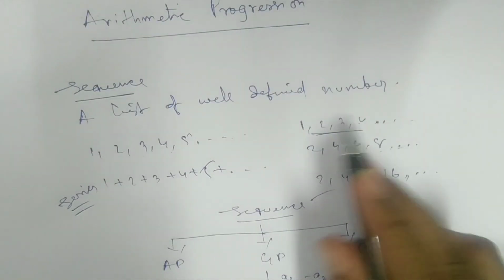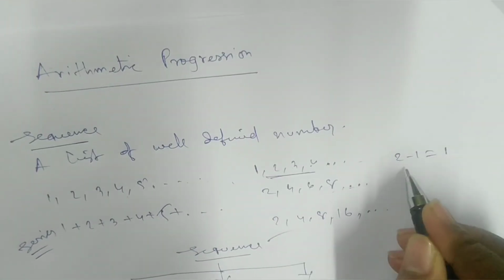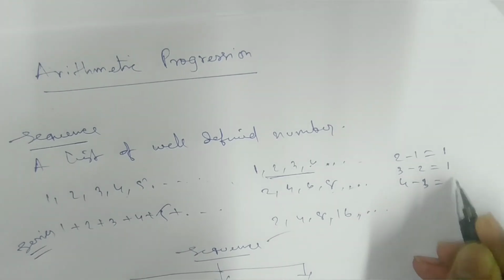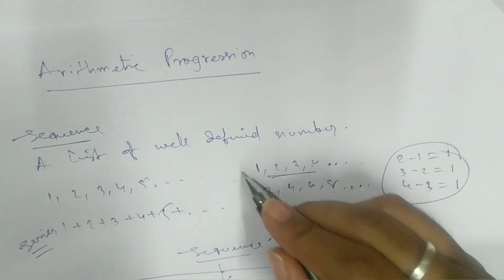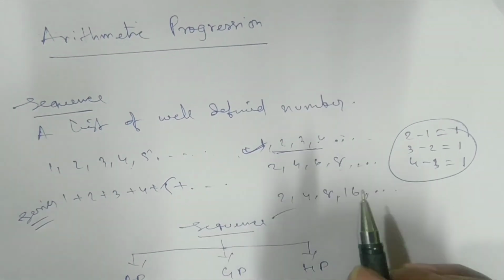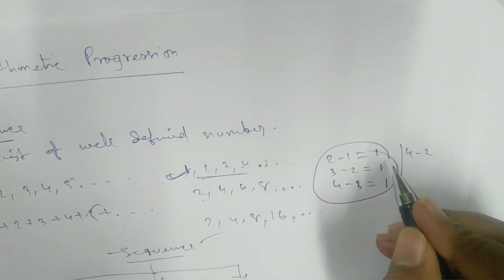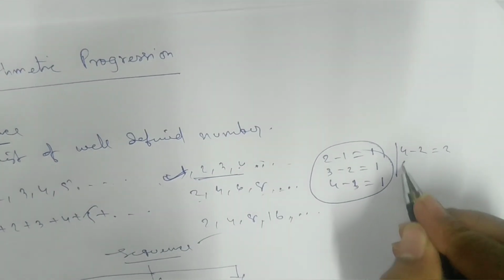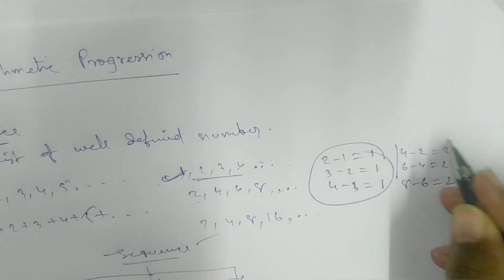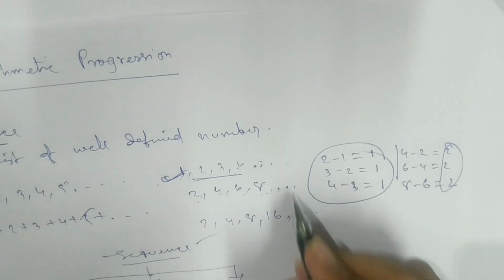So if we see the first one, 2 minus 1 equals 1, 3 minus 2 equals 1, and 4 minus 3 equals 1. See here, that means this one is in what? AP. And if you see this one also, 4 minus 2 equals 2, 6 minus 4 equals 2, 8 minus 6 equals 2. Here the common difference we have is 2. Then we call 2, 4, 6, 8 are in AP.